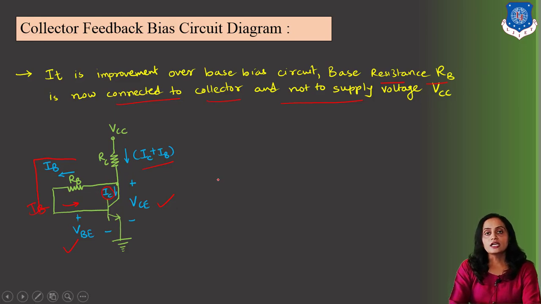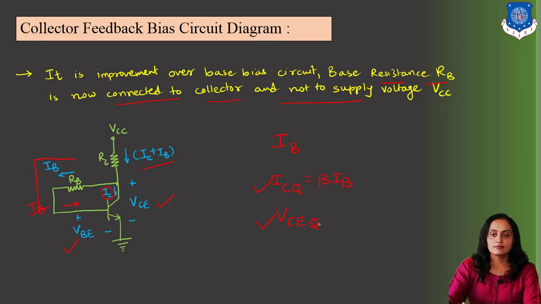So we will now do the analysis of this collector feedback bias circuit, and we will find out the coordinates of the quiescent point. For that, first we will find out IB, that is the base current, by applying the KVL into the base loop. Then from the equation of IB, I will calculate IC, because IC is equal to beta IB. And at last we will apply the KVL into the collector loop and we will calculate VCE. This is how we will calculate IC and VCE, and those are the Q point coordinates, called the quiescent point coordinates.